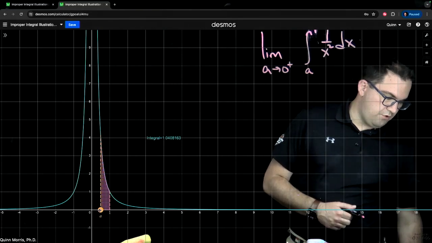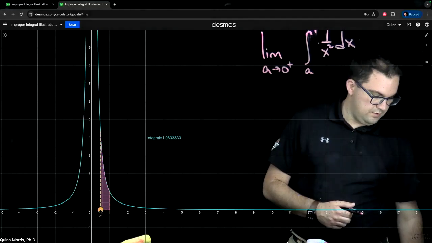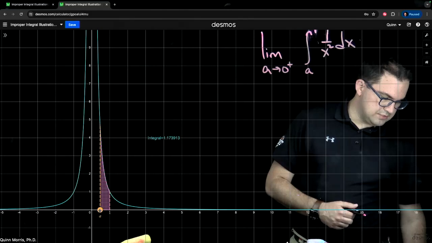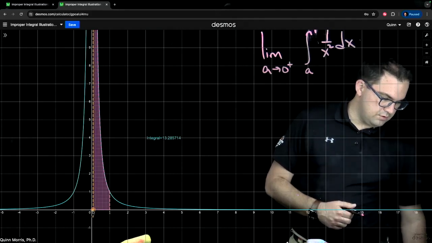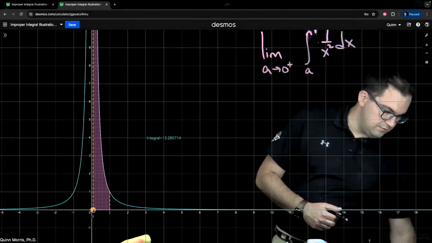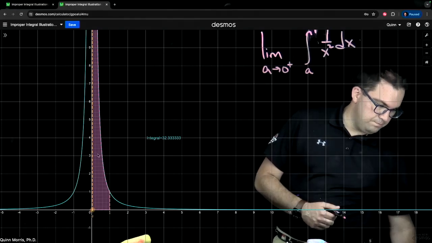Now, so far it sort of looks like the other one, although now it's already gotten bigger than 1. Okay, but it's not growing really, really quickly. But now watch what happens as I get closer and closer to 0. The value of my integral starts to grow faster and faster and faster. And you can see as I get closer and closer to 0, right now it's jumped up to 13. And if I can get it a little closer now, it's 32.